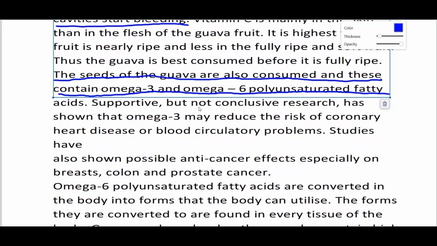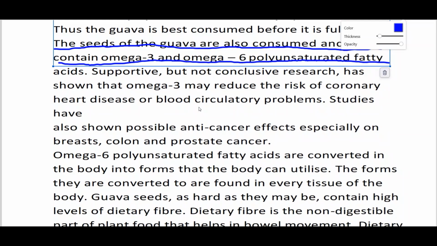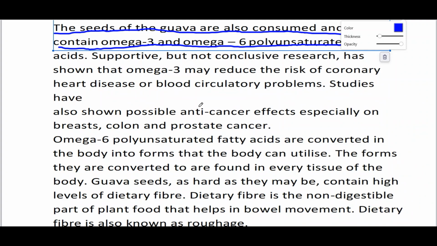So these are the importance of omega-3. Then let's look at omega-6. Polyunsaturated fatty acids are converted in the body into forms that the body can utilize. So this is just an explanation. Now the forms they are converted to are found in every tissue of the body.